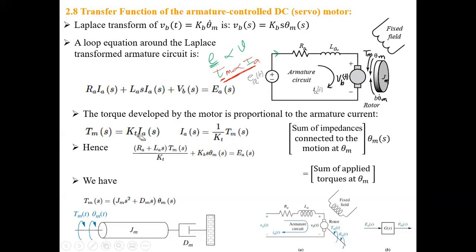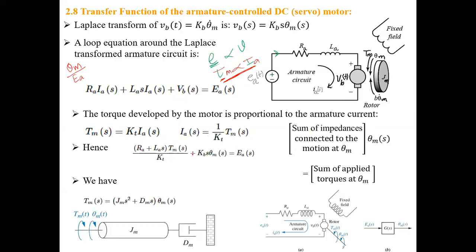Now, what I'm going to show you here is, okay, so what is your goal? Your goal is to figure out the transfer function, right? So what is the transfer function in this case? My transfer function is theta m over EA. That's what I'm going to find. Okay, theta m over EA is my transfer function. That needs to be found.